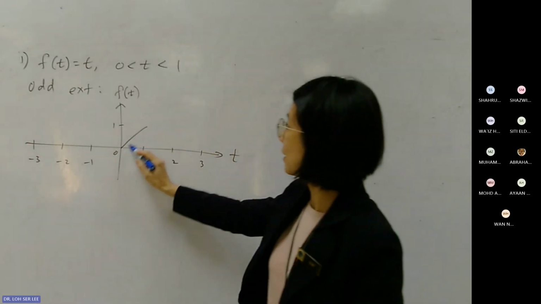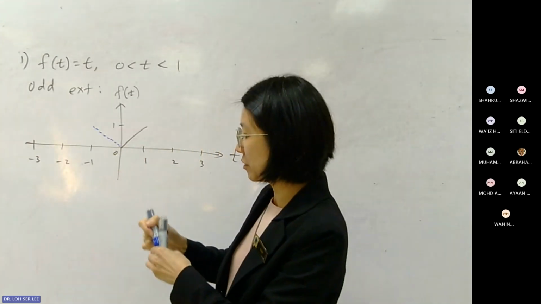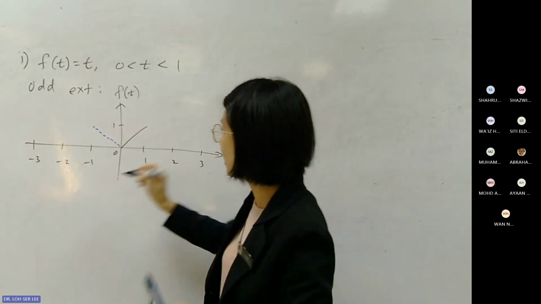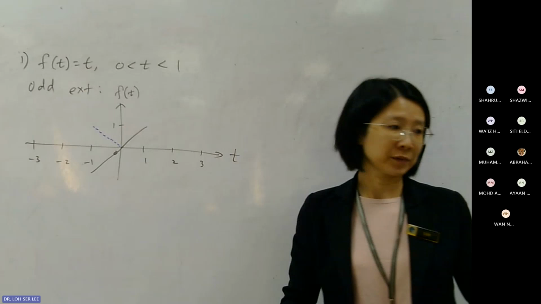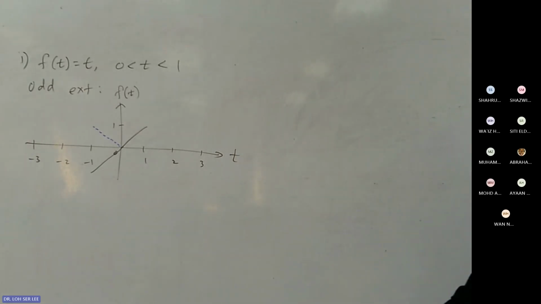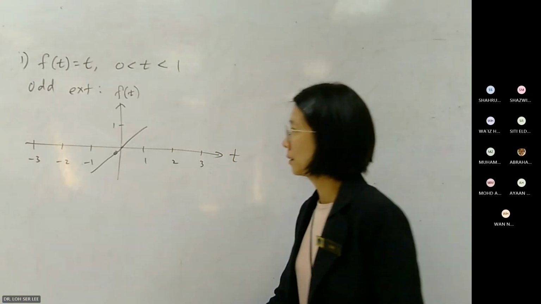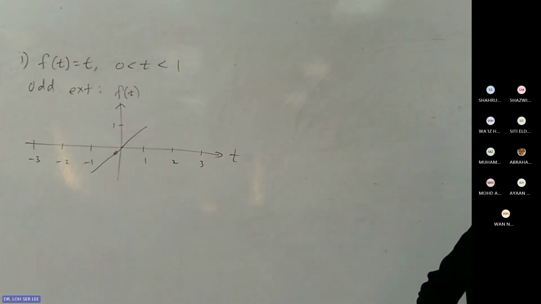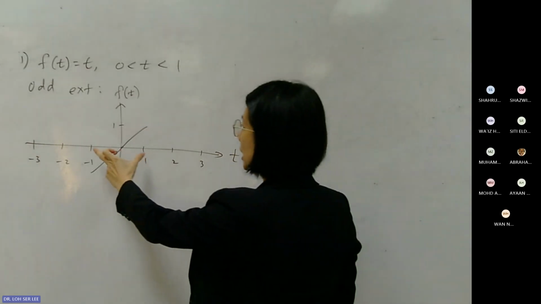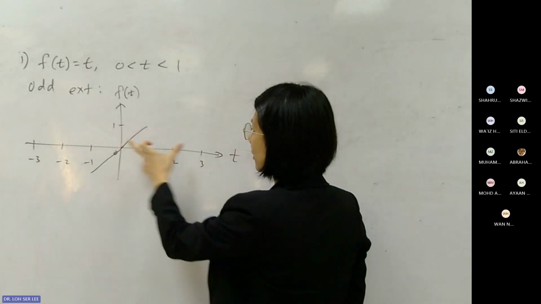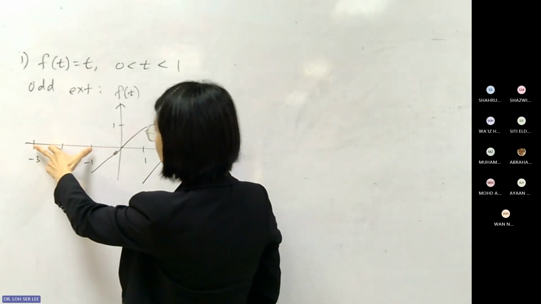So we reflect this one through the y-axis, and we reflect this through the x-axis. We get a straight line, and we ignore the dotted line. Then we copy paste. This is the odd extension. So we copy the section in this interval and paste it here, and also in this interval.